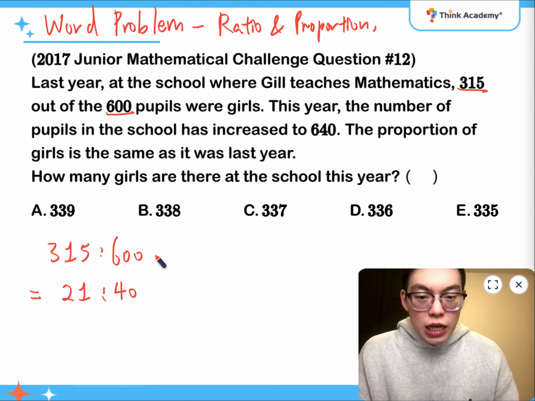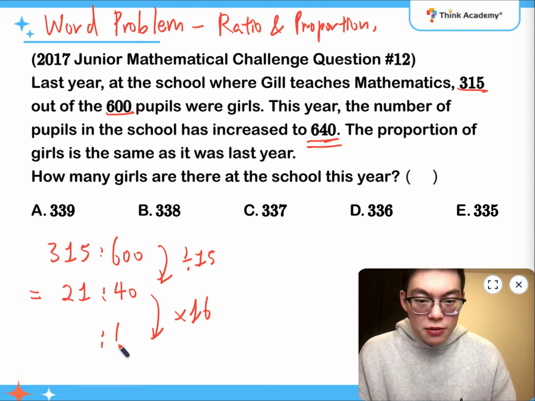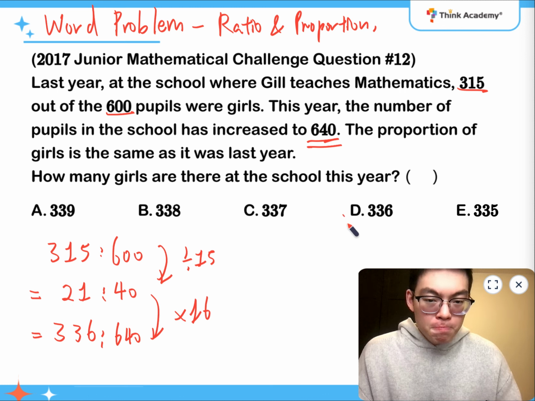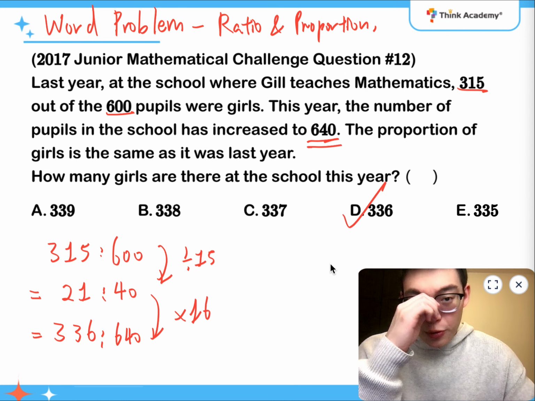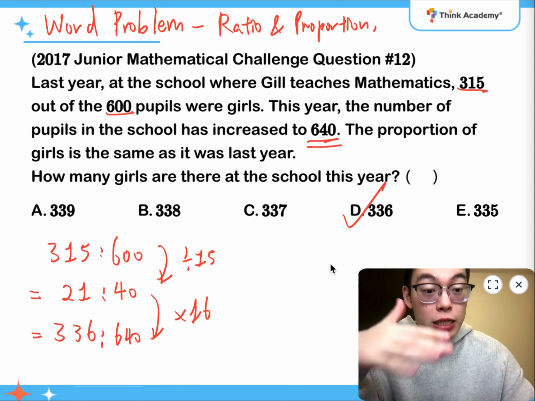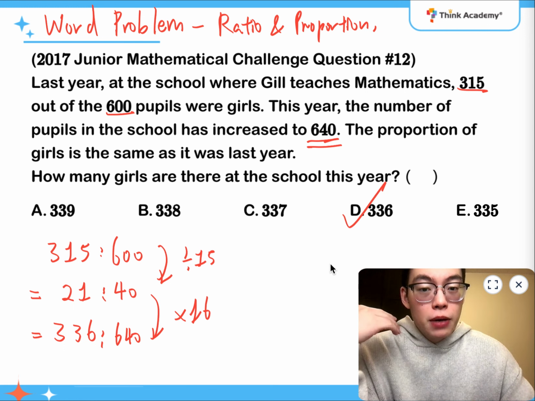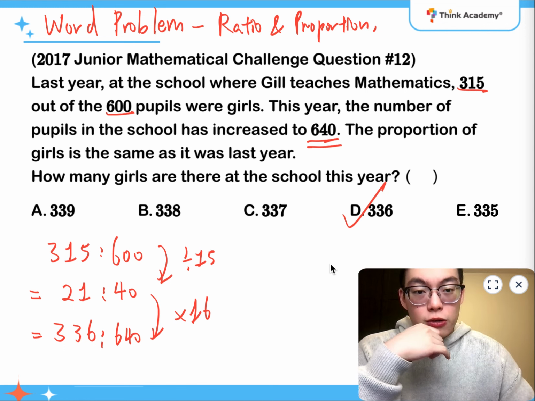And now how many times is 640 that of 40? That's 16 times. So we multiply 16 to get 640, and 21 multiplying 16, that's going to be 336. So the answer is D, 336. Of course, the other way you can do is to divide 315 by 600 and then multiplying it by 640. That's also fine.